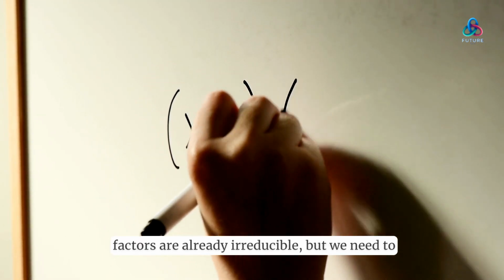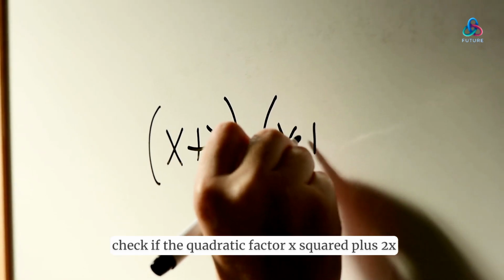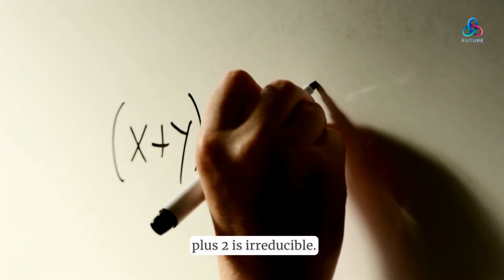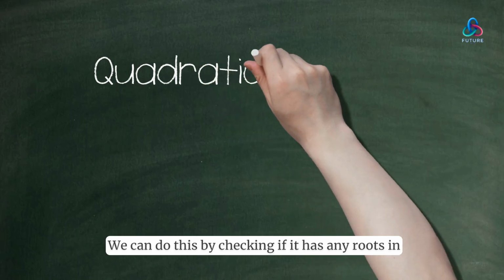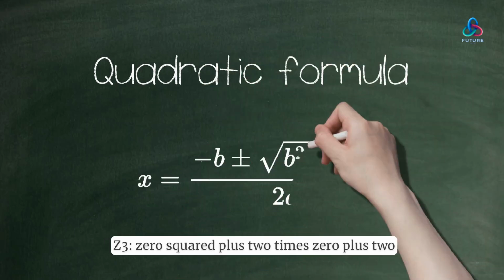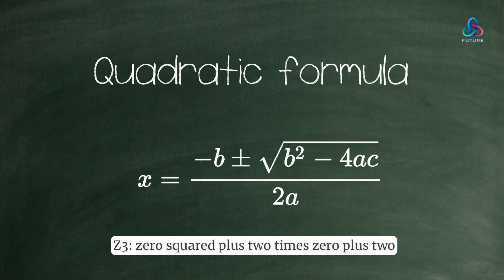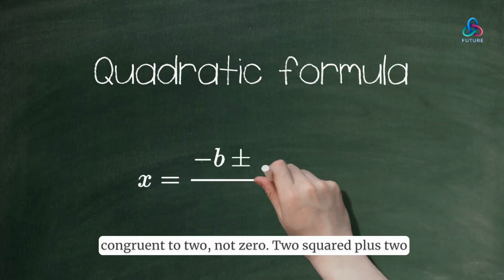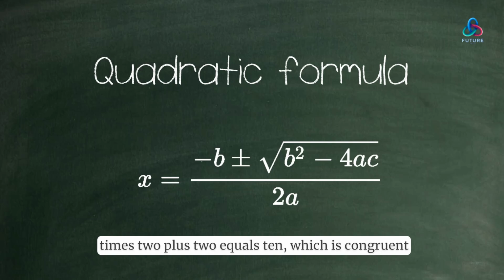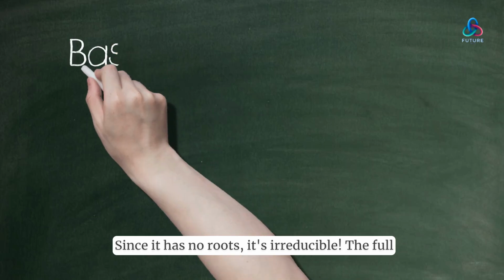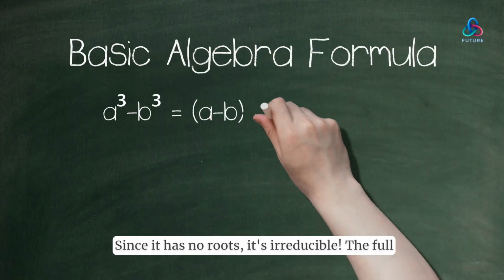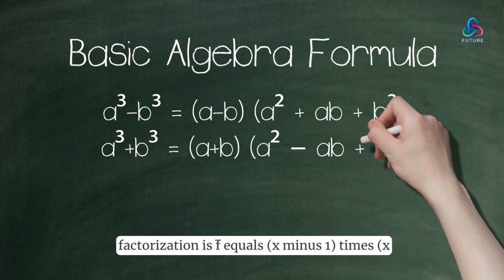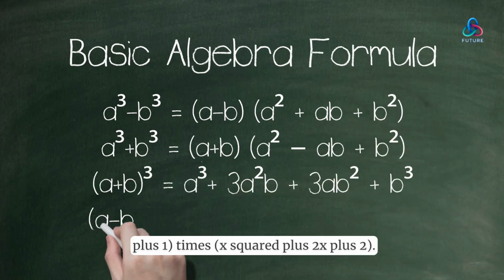The linear factors are already irreducible, but we need to check if the quadratic factor x^2 + 2x + 2 is irreducible. We can do this by checking if it has any roots in Z3. 0 squared plus 2 times 0 plus 2 equals 2, which is not 0. 1 squared plus 2 times 1 plus 2 equals 5, which is congruent to 2, not 0. 2 squared plus 2 times 2 plus 2 equals 10, which is congruent to 1, not 0. Since it has no roots, it's irreducible. The full factorization is f bar equals (x - 1)(x + 1)(x^2 + 2x + 2).